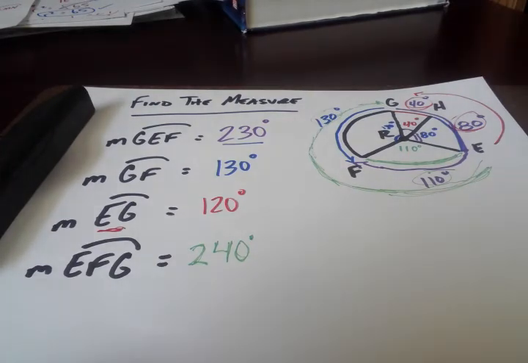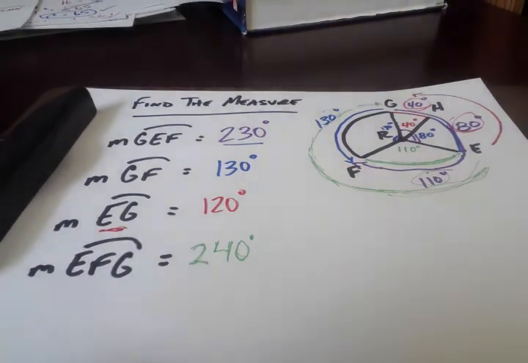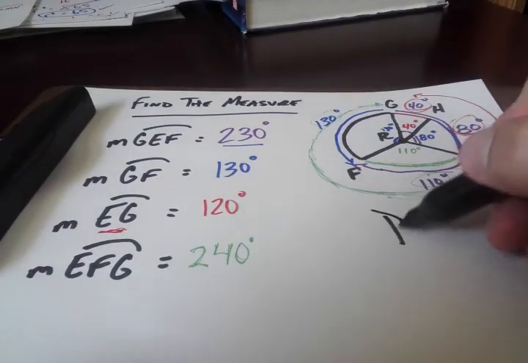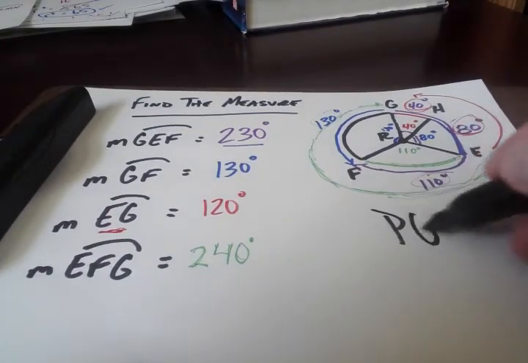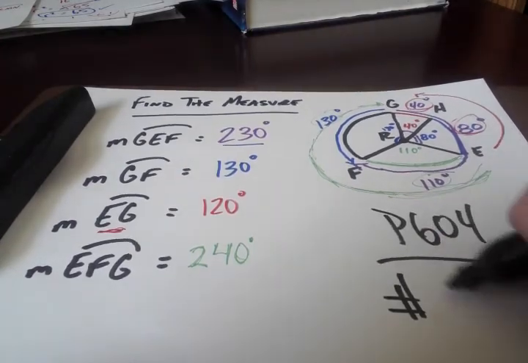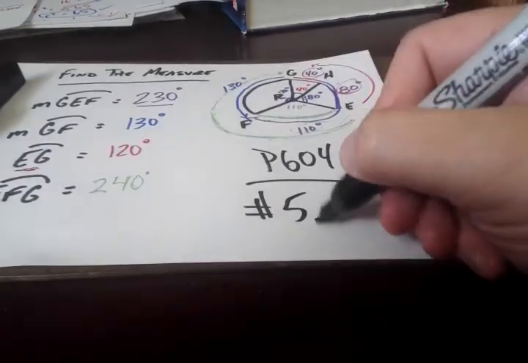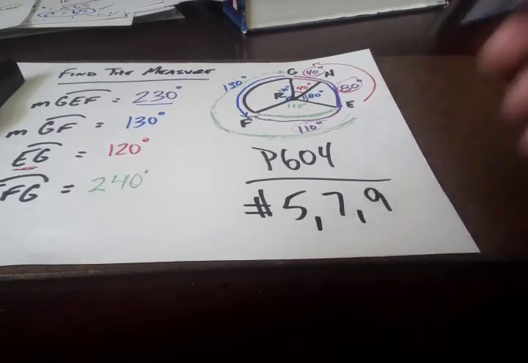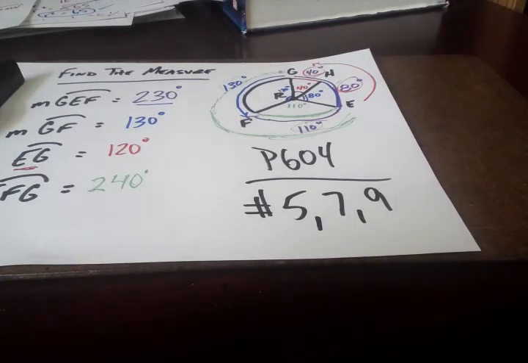All right, guys, I have a couple problems I'd like you to try. Please go to page 604. Go to 604 for me. I want you to try problem 5, 7, and 9. Just a couple of problems here. You're looking at measures of the arcs. And remember that the measure is how many degrees.